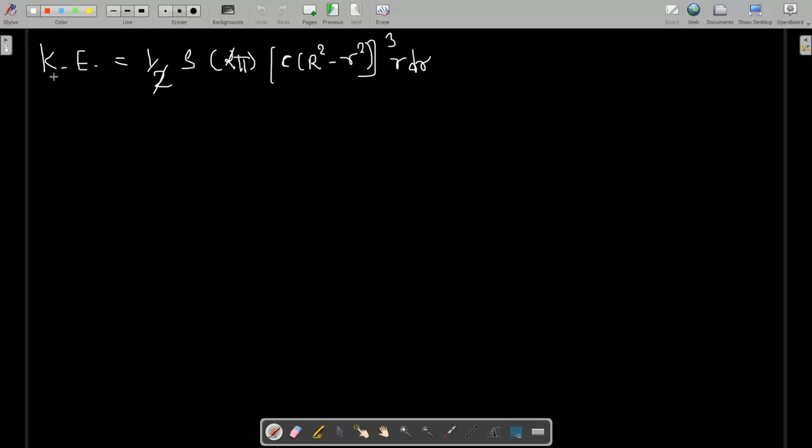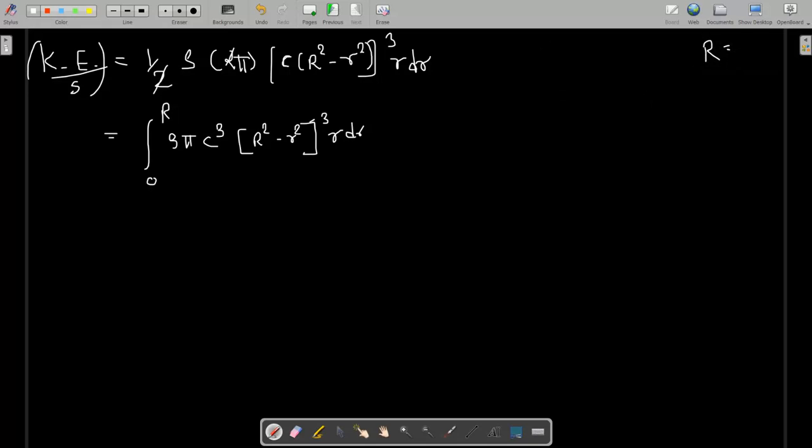So we have to integrate this rate of change of kinetic energy. When you integrate this from 0 to capital R, it will become rho into pi, and c is constant, so c cube will come out, and it will become (R square minus r square) whole power cube into small r dr. Please do this calculation very carefully, because there are too many capital R and small r. Capital R is the pipe radius, constant throughout, and small r is the instantaneous radius, which is changing.